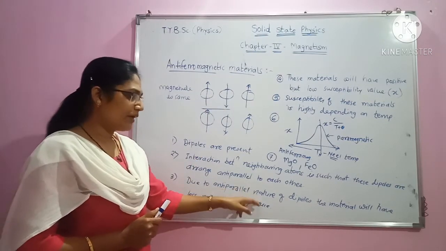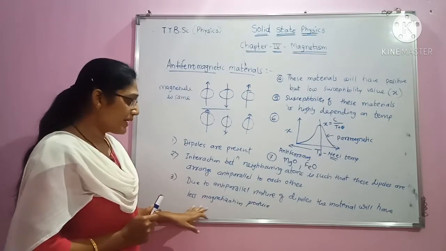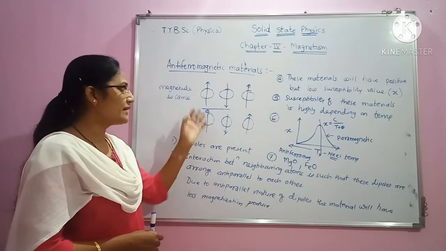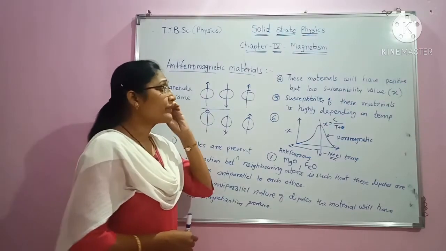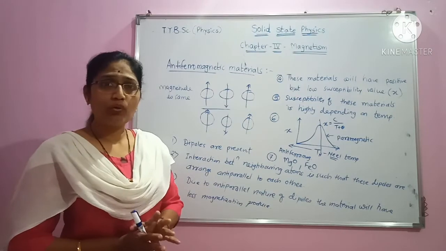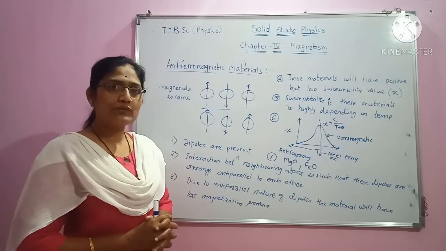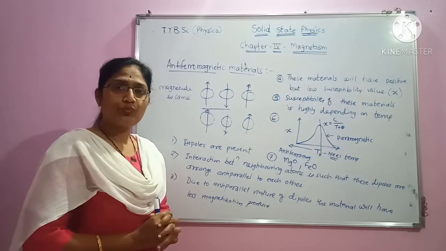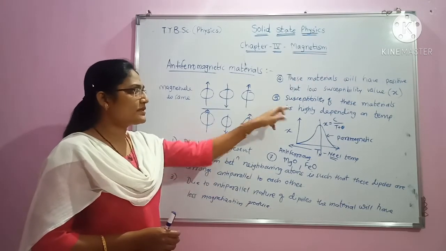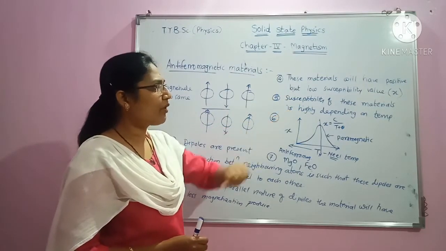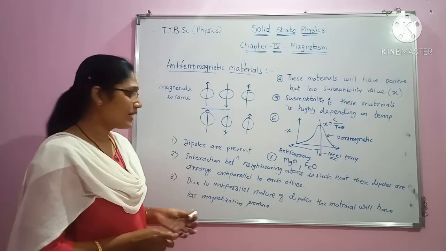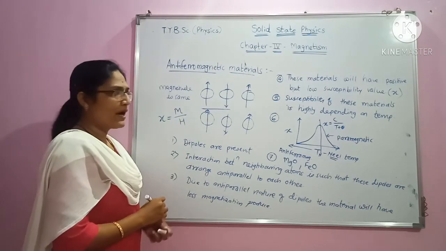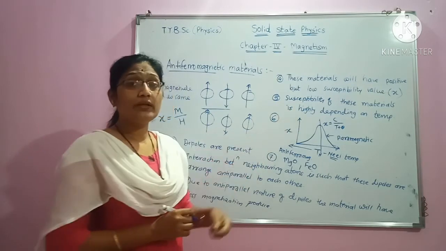Then, due to the anti-parallel nature of dipoles, the material will have less magnetization produced. So, the material will produce less magnetic field as the dipoles are oppositely aligned. These materials have a susceptibility value which is positive, but very low as compared to ferromagnetic materials. Susceptibility is nothing but the magnetization produced upon the applied magnetic field, and this susceptibility value depends on the temperature.